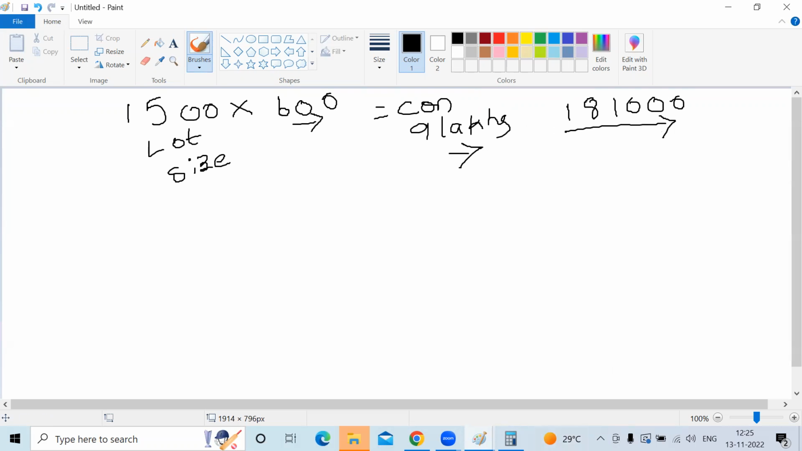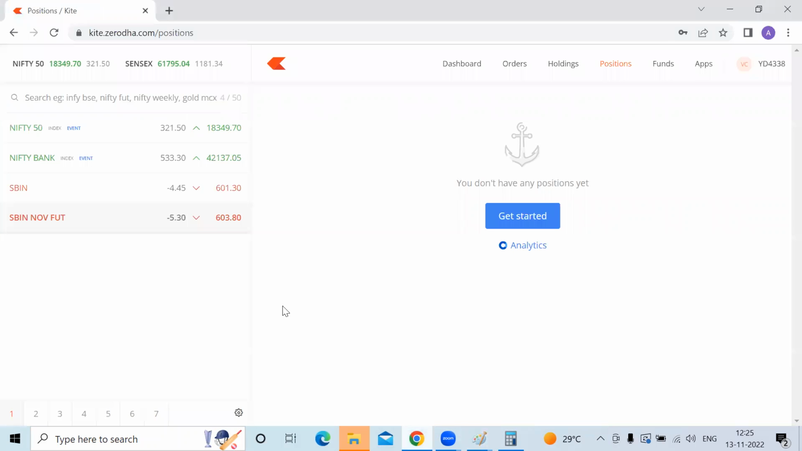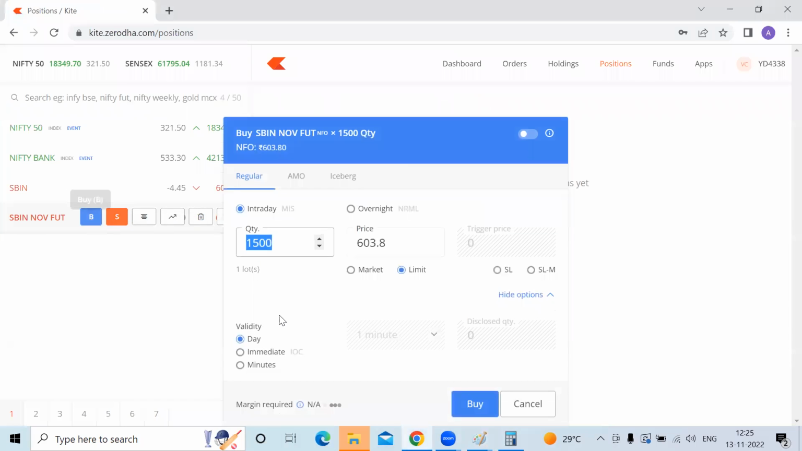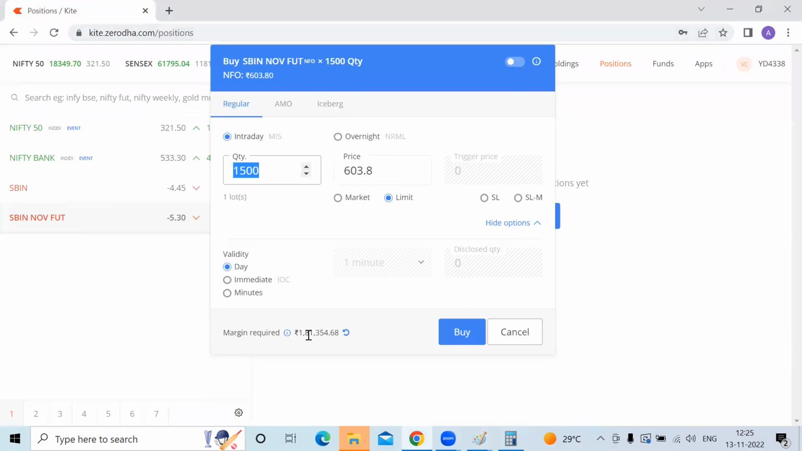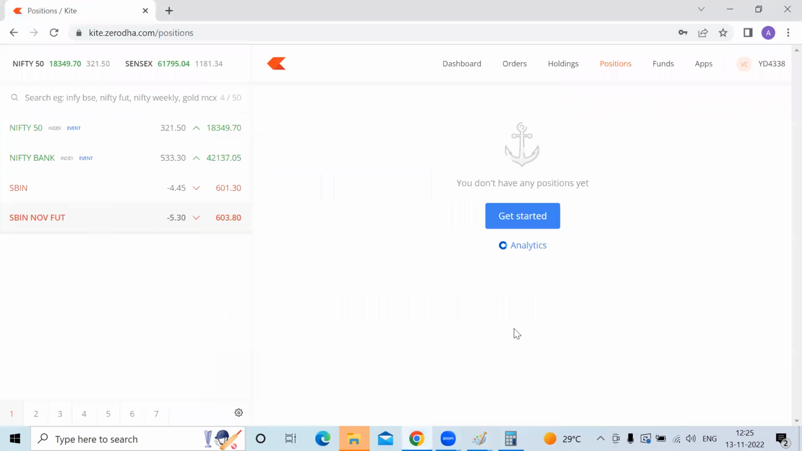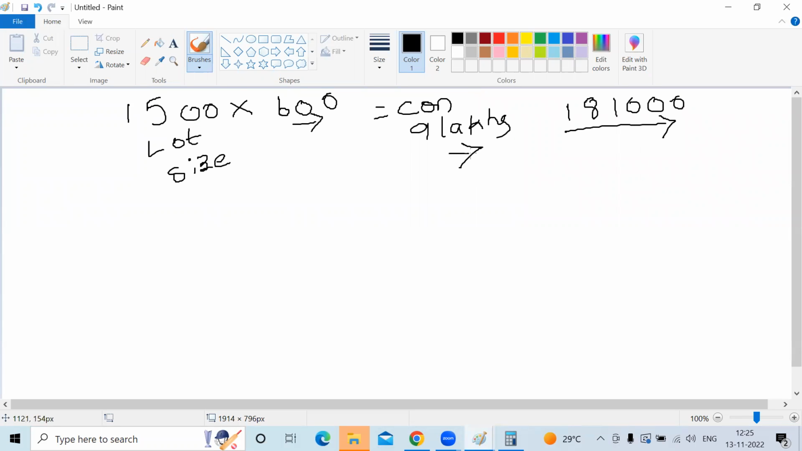How to check this? It will show you here. Click on buy, it will show the margin amount here. 1 lakh, it contains span margin and exposure margin. Okay, 1,81,000. This is called initial margin. This is called margin amount. As I told you, it contains two components, span margin and exposure margin.